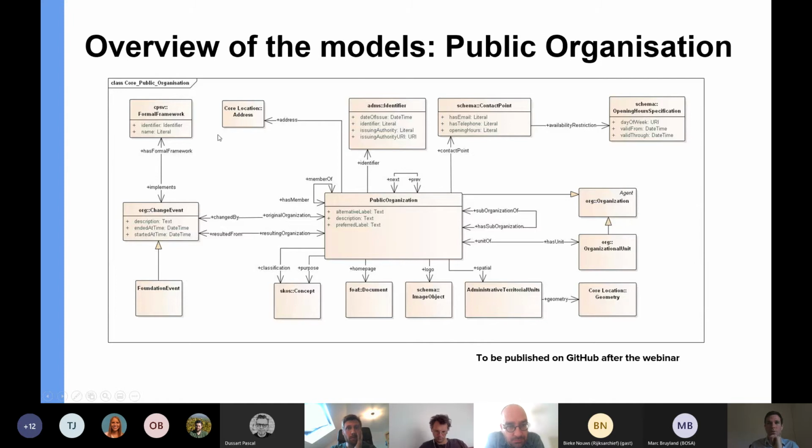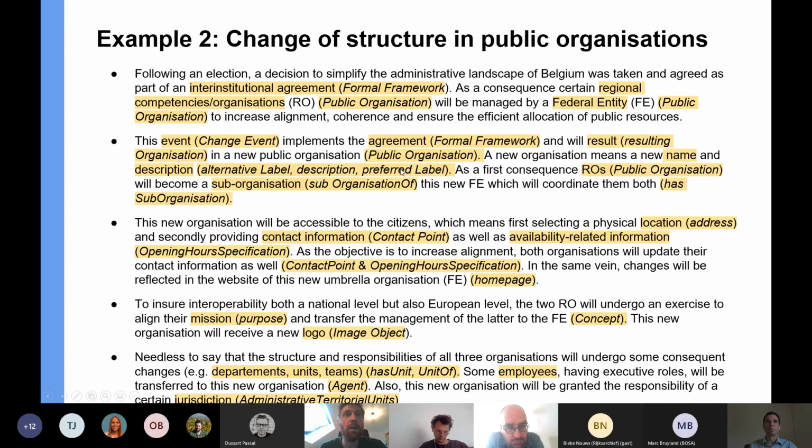I propose to directly dive into the model. We'll go back to this picture afterwards, but that's our initial proposition. But I propose to directly go to the example to make it clear. This example is of course illustrative. No worry, we are not pushing for any 7th reform of the state. And in this example, following an election, there has been an interinstitutional agreement. And according to this agreement, some competences have to be merged into one organization. It could have been the opposite.